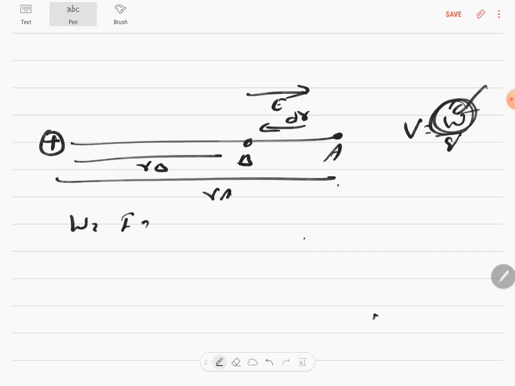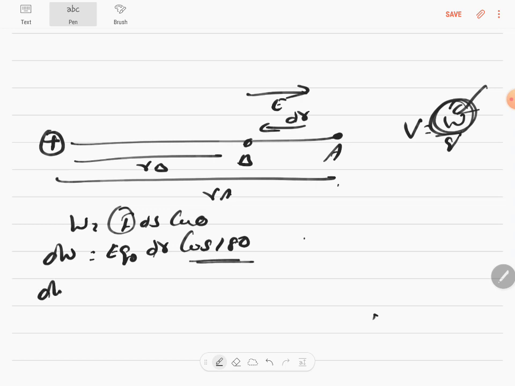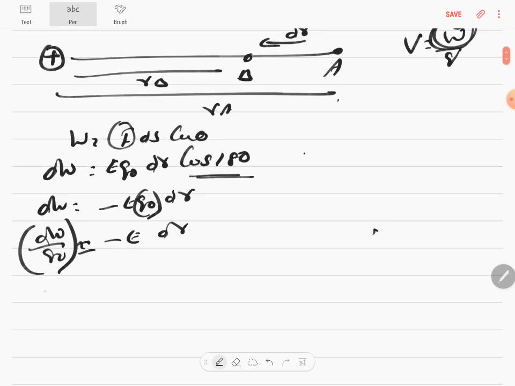Work done itself is F ds cos theta. F itself: E is equal to F by Q, so F is equal to E into Q naught. The distance is dr, into cos 180, is dW. Cos 180 is minus 1, so dW is equal to minus E Q naught into dr. Bring the Q naught down, dW by Q naught is equal to minus E into dr. This itself is dV, since potential V is equal to W by Q, so dV is equal to minus E into dr. Therefore, E is equal to minus dV by dr.